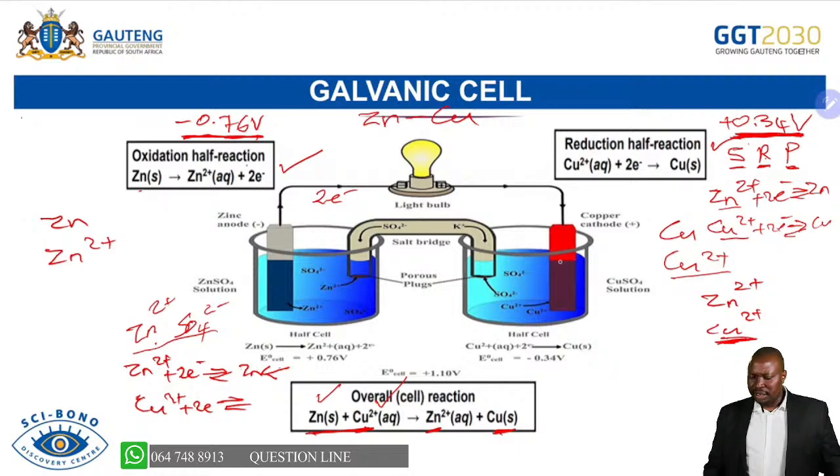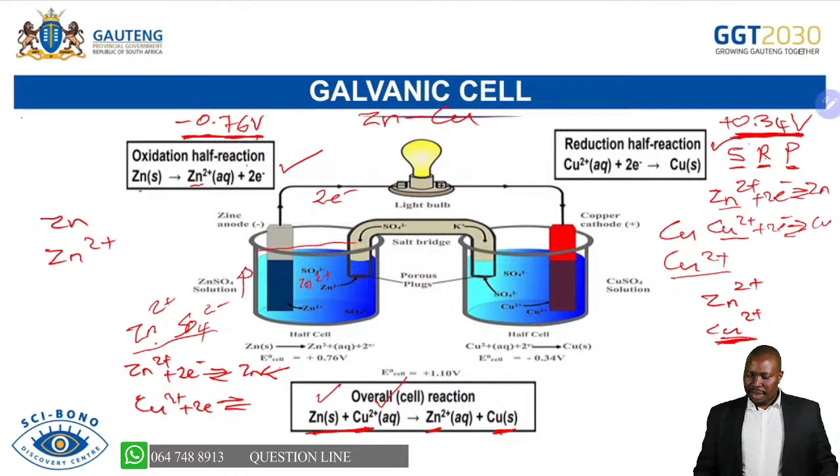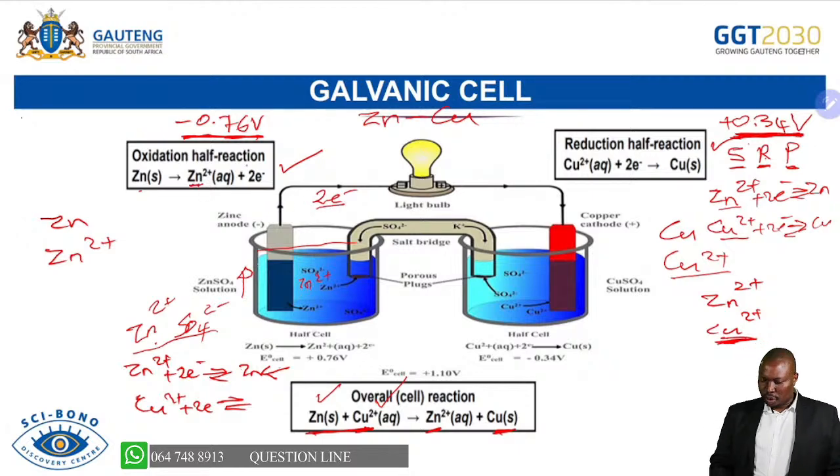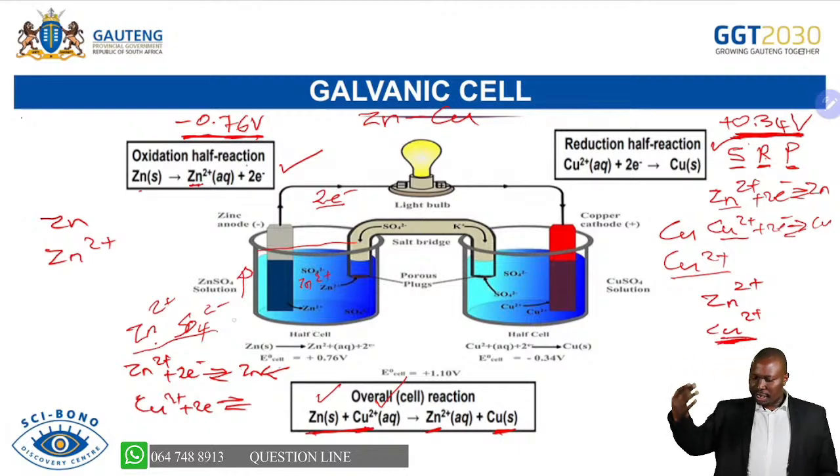So what happens is that as zinc loses electrons, it's leaving zinc 2 plus. Zinc 2 plus is in the solution, which means you're expecting this solution to increase. So this side of the anode, you are expecting the zinc sulfate solution to increase. Why is it increasing? It's increasing because zinc is losing 2 electrons and becoming zinc 2 plus, which is in the solution. So the electrolyte will increase. The concentration of the electrolyte will increase.